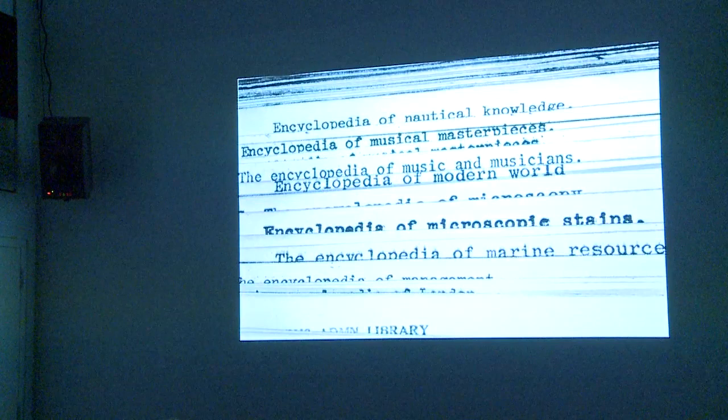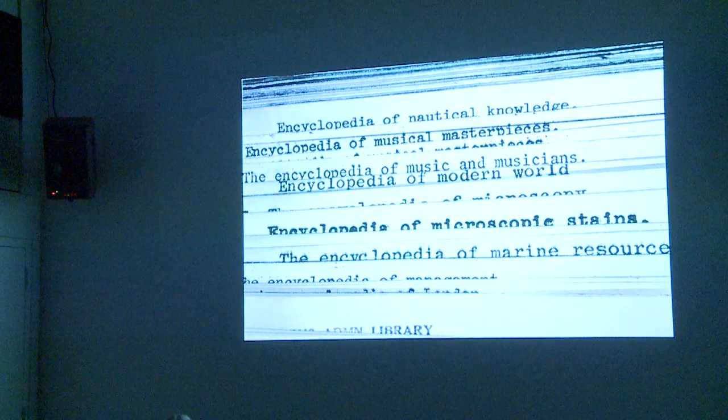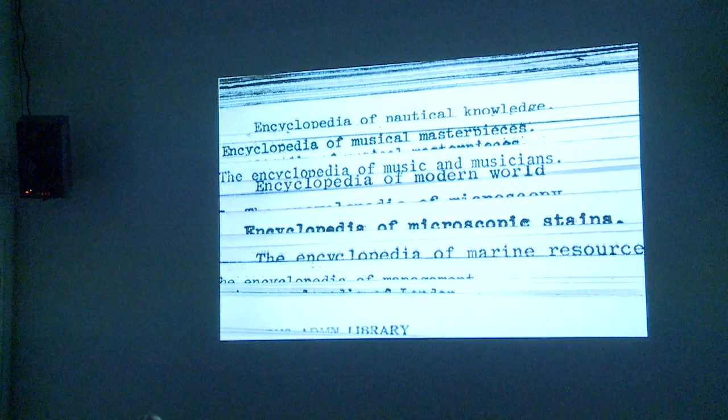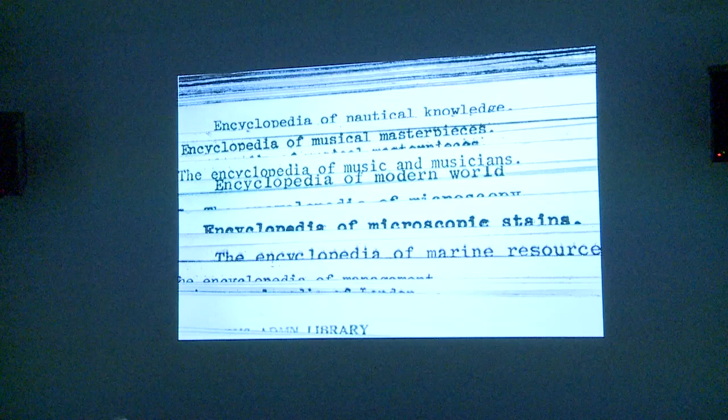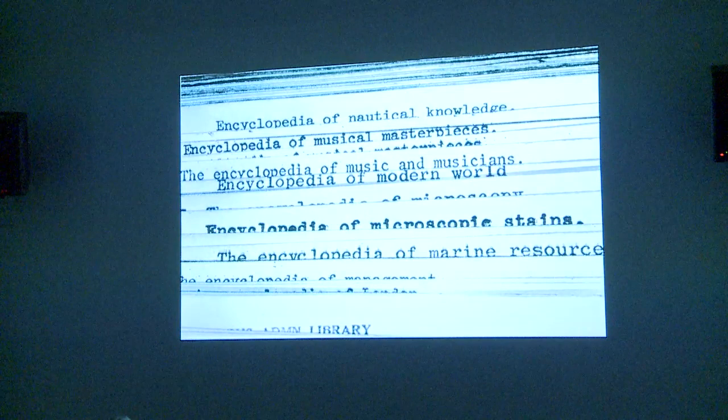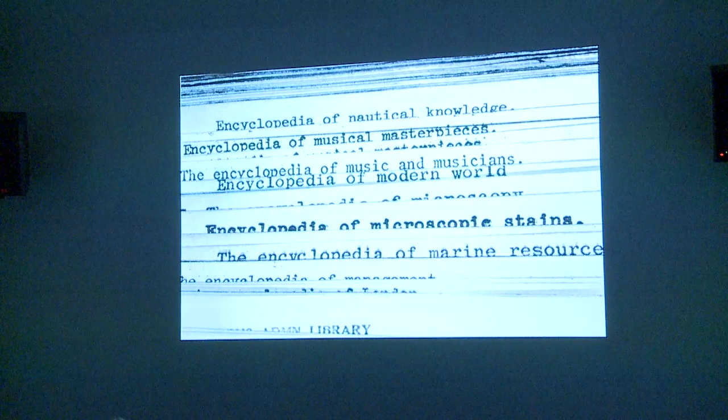And this one always interests me because of the micro quality, which Steele referenced before. The idea that, if you look in the middle, Encyclopedia of Modern World, it's very large, and then below it, Encyclopedia of Microscopic Stains. And in a way, the sort of hubris of saying encyclopedia, so it can encompass everything, and then you see that hubris kind of compressed into this juxtaposition, which kind of undermines that idea.